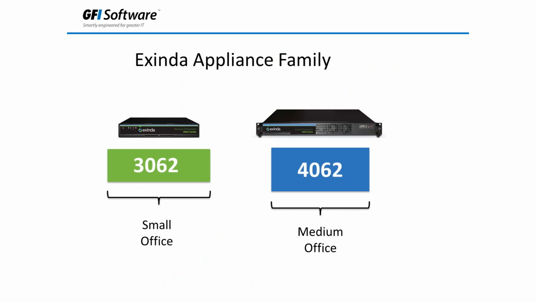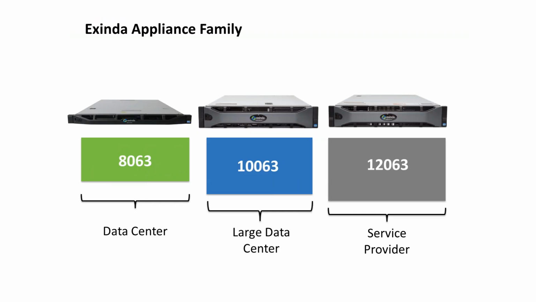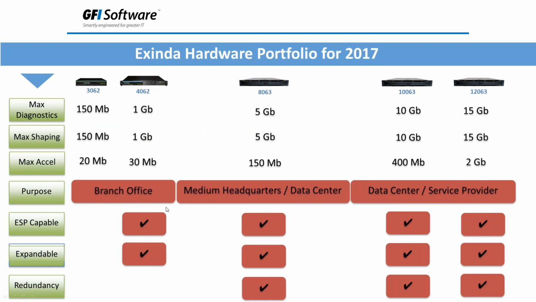Now here we have the Exinda appliance family. Some of these devices, as you see, we have the 3062 and the 4062. Now these are for small and medium offices. They scale, they have failover capabilities, they have copper. The 4062, once you get into that, you can get into fiber. And they scale all the way up to our largest system, which is a 12K or 12063. Now these systems, when you look at them, it's dependent upon a few factors.